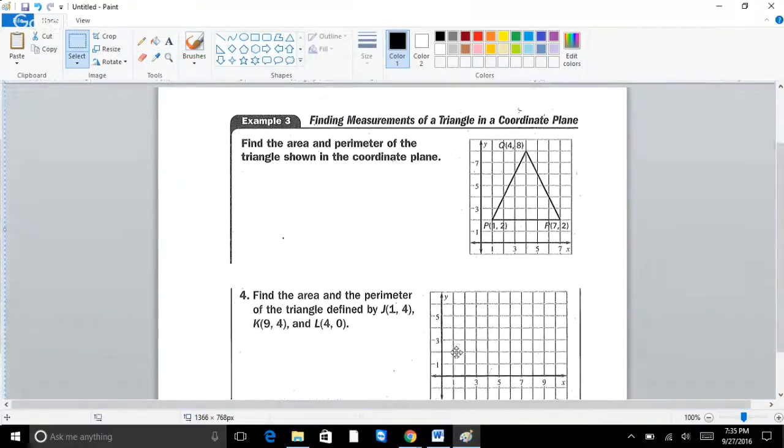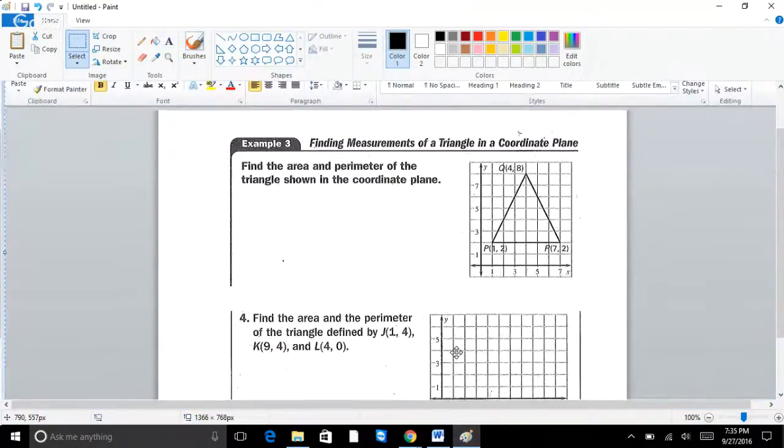So this kind of steps it up a notch. Instead of giving you the measurements for the triangle, they give you the triangle on a coordinate plane and ask you to find the area and the perimeter. Okay, so if you remember, the area for a triangle is 1/2 base times height. Okay, and the perimeter is side A plus side B plus side C.